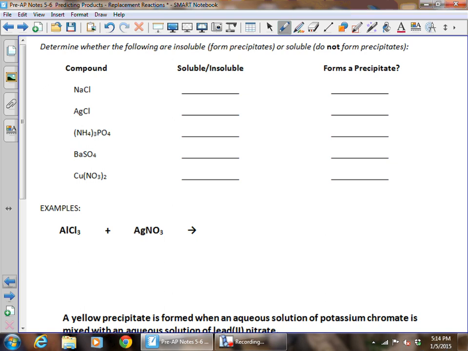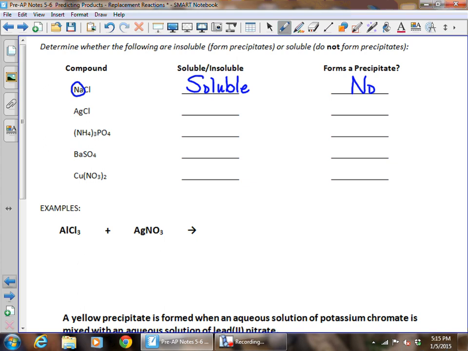First of all, we've got sodium chloride. The first thing you want to look for is one of the always soluble substances. Does this compound contain any of those ions, like ammonium or nitrate, or a group 1A metal? And if you'll notice, it does contain a group 1A metal. Since it does, this is going to be soluble. And remember what we said on the solubility chart. If it's soluble, it will not form a precipitate. No precipitate formed.